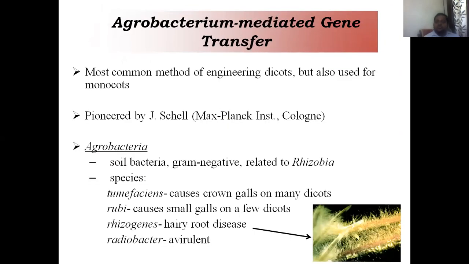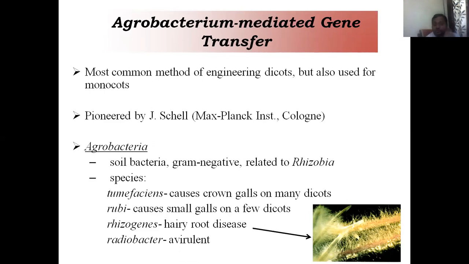Now coming to the stable expression, which involves Agrobacterium-mediated gene transfer. As I said, this is one of the most commonly used methods for engineering dicots, but it's also used in monocots. It was pioneered by J. Schell. And giving you some basic background about Agrobacterium, it is a gram-negative soil bacterium, and it is related to Rhizobia.